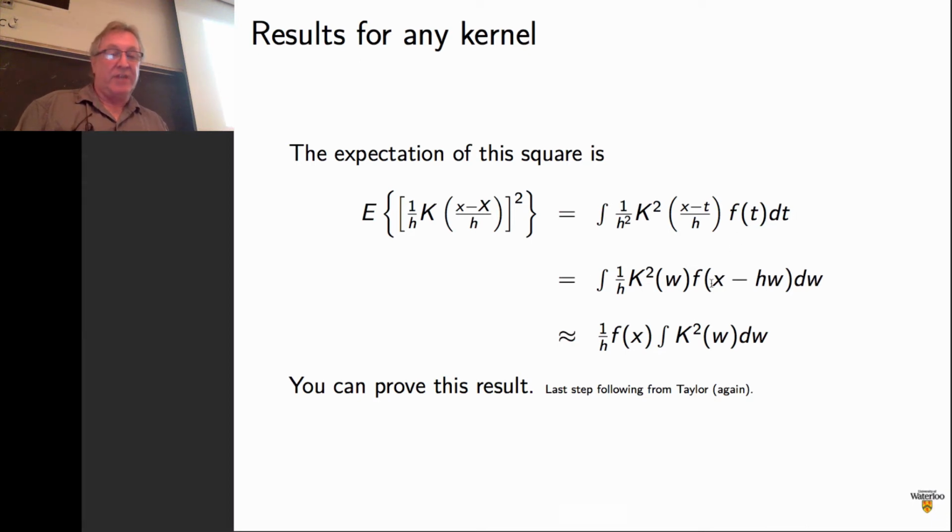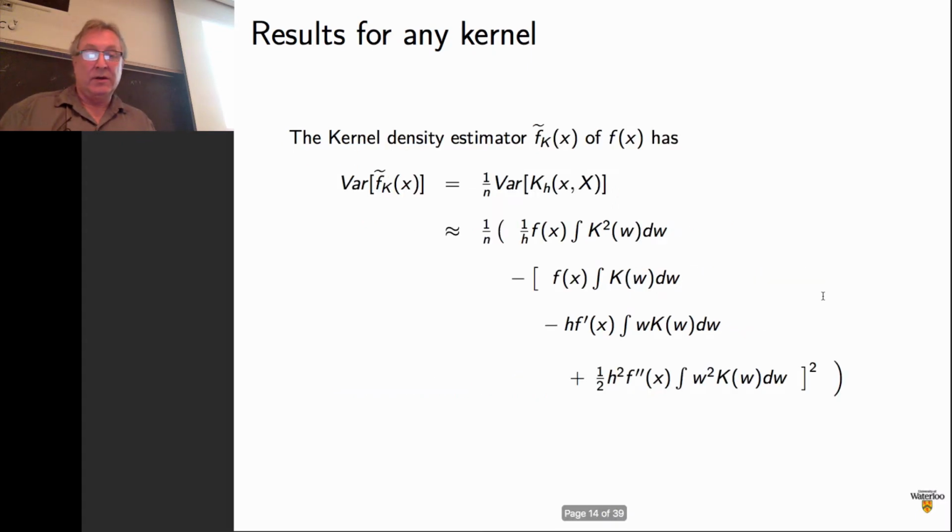And do the change of variable that we did before, right? And this is approximately equal to 1 over h f of x times the integral of the square of the k function, of the kernel function. And you can prove that yourself. It's again another Taylor's theorem step. Okay? So you can get that as well, which means I can actually get the variance.